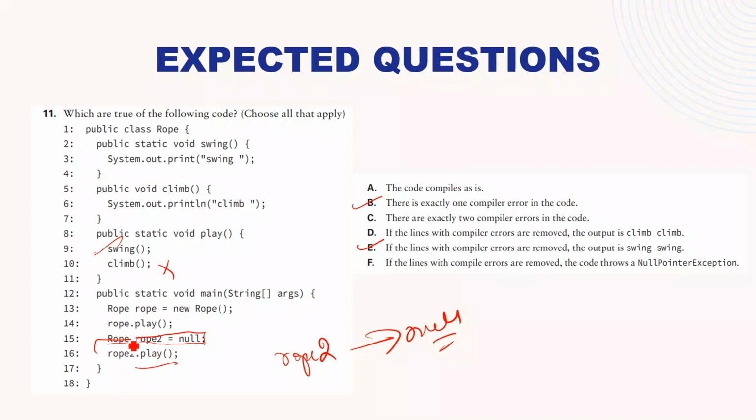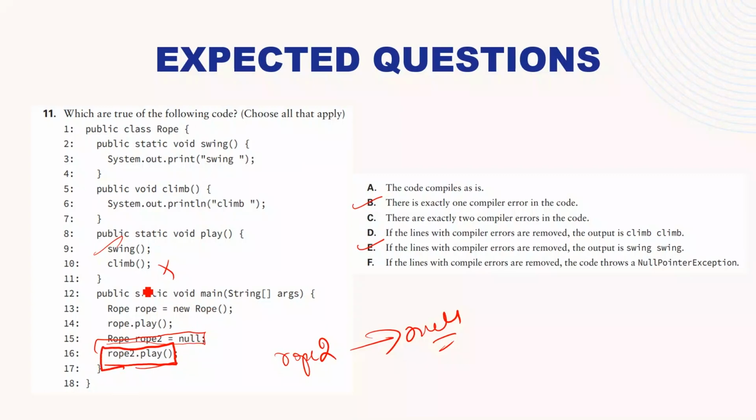But in this case, rope2 equals null. Even though we are setting the reference variable to null, it is a static method and it is associated with the class, not with the object. So even though the object is null, we can still call it using this syntax and it will execute fine. There are no issues here. There is no compiler error or any kind of runtime error associated with it, right?